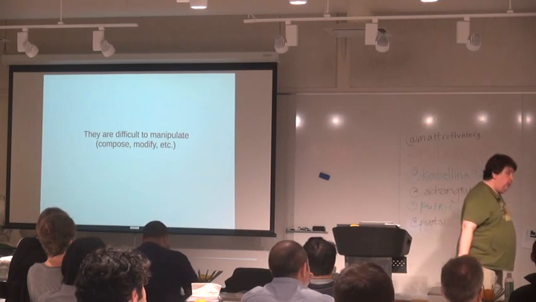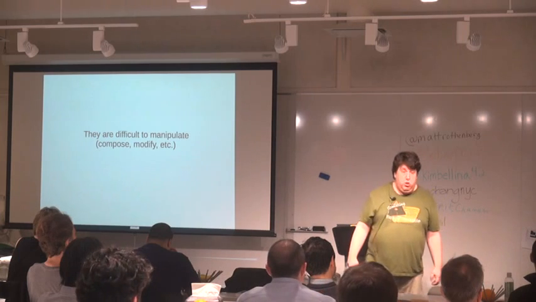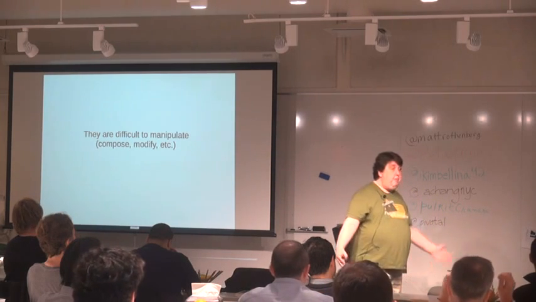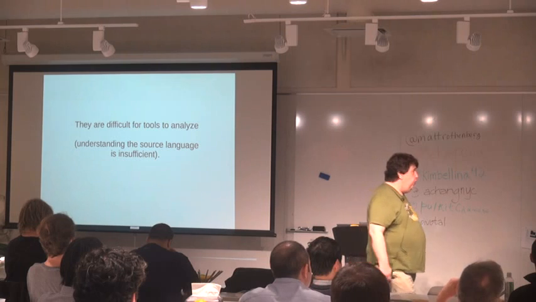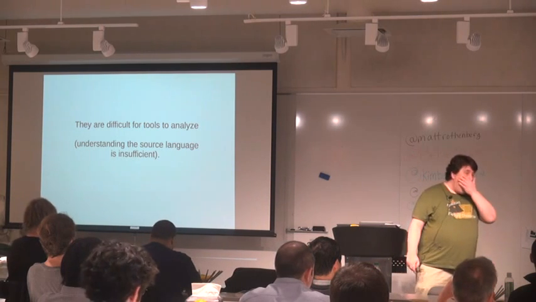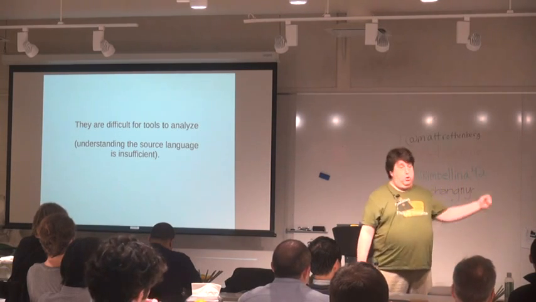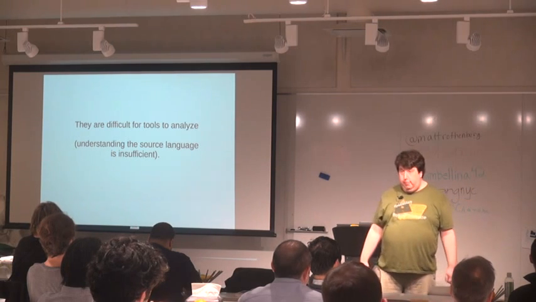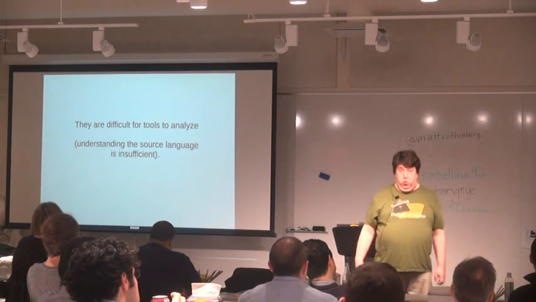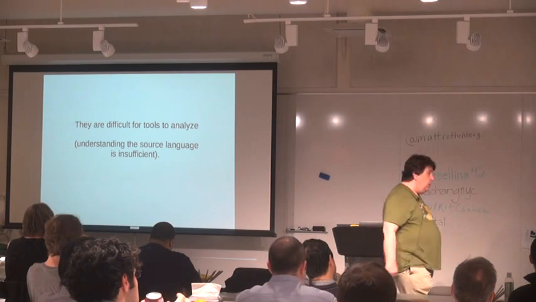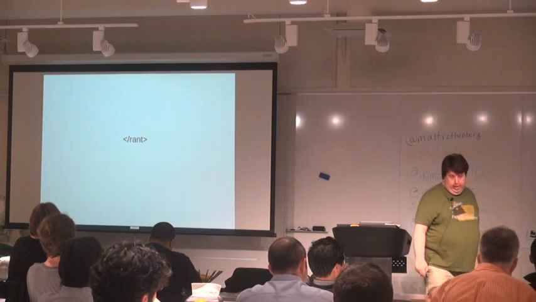They are difficult to manipulate, to compose, to modify, to do any sort of higher level operations on. The best operation you've got is string concatenation. Good luck. They are difficult for tools to analyze. If your compiler has any ability to detect errors, it loses it once it starts looking at languages in strings. And especially if you're using a language like Haskell, which has incredible tools for validating the correctness of your code, like type systems, gone. Welcome to stringly typed code. So that's my rant. Thank you for listening.